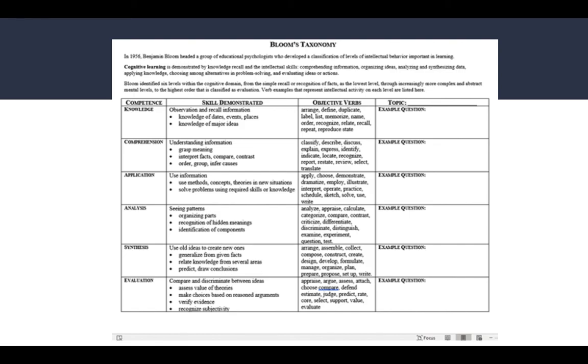What you're going to do is pick one of the topics, and then I just want you to give me an example question of each level of Bloom's taxonomy. So what would a knowledge question for that topic look like? A comprehension, an application, an analysis, a synthesis, and an evaluation. And you'll see that there are objective verbs that you can use to guide you to create correct questions, okay?